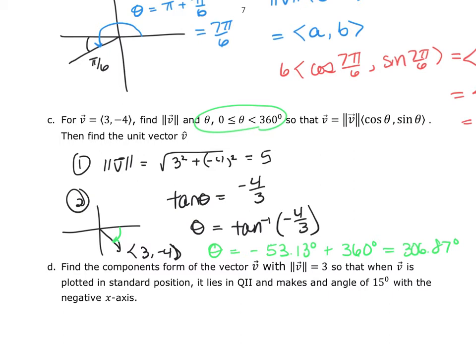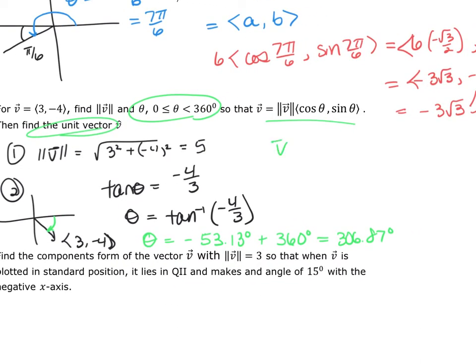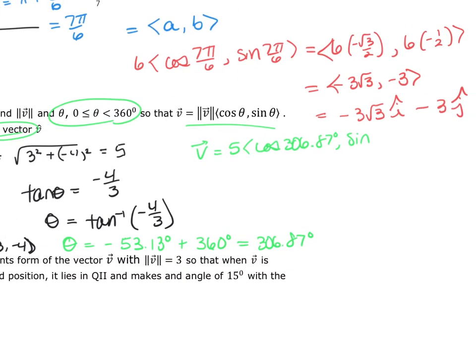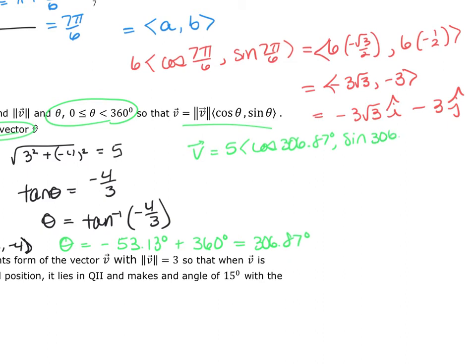Okay. Oh, wait. I didn't even have to do all of that. Oh, I did. Then I have to find the unit vector. I was thinking, wow, I didn't need to do that. So I'm going to do this first. So this tells me my vector v is equal to 5, because that's my magnitude. And then it's going to be the cosine of 306, not 60, 306.87 degrees. And then the sine of 306.87 degrees. That's my first part.